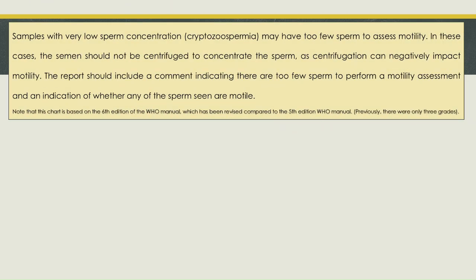Samples with very low sperm concentration, cryptozoospermia, may have too few sperm to assess motility. In these cases, the semen should not be centrifuged to concentrate the sperm, as centrifugation can negatively impact motility. The report should include a comment indicating there are too few sperm to perform a motility assessment and an indication of whether any of the sperm seen are motile.